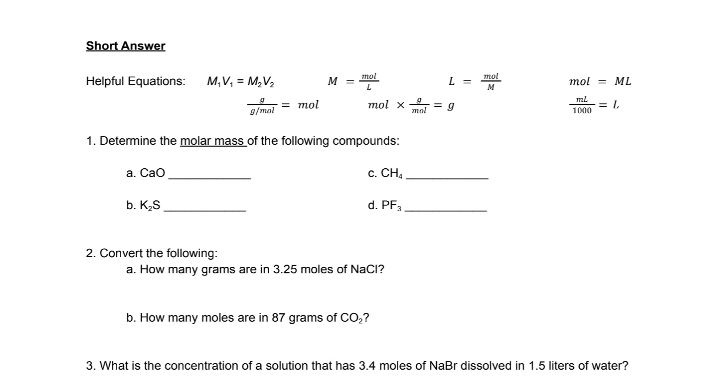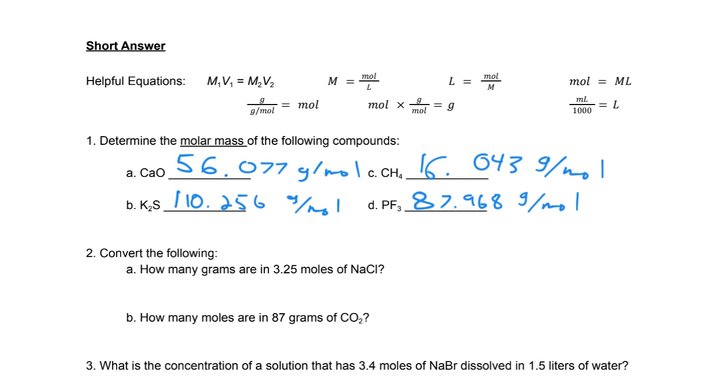All right, on to our short answer. So number 1 asks us to determine the molar mass of the following compounds. To do that, you need your periodic table, and you just need to add up all of the parts of the molecule. So for the first one, I need to add 1 calcium and 1 oxygen. In the next one, I need to add 1 carbon plus 4 times the molar mass of hydrogen, and so on. I'll do all 4.